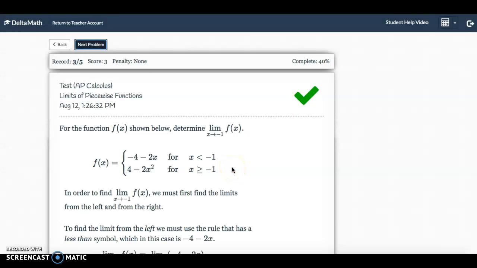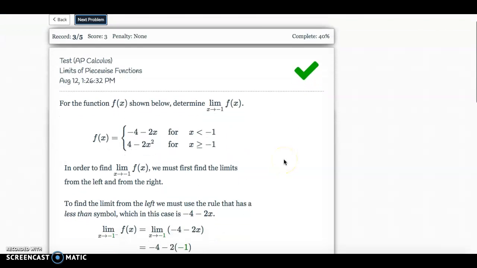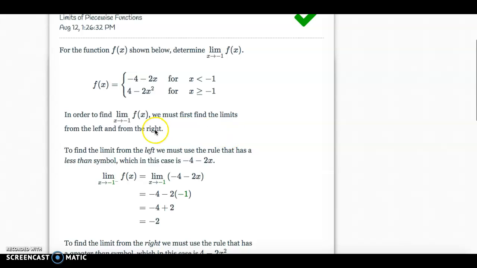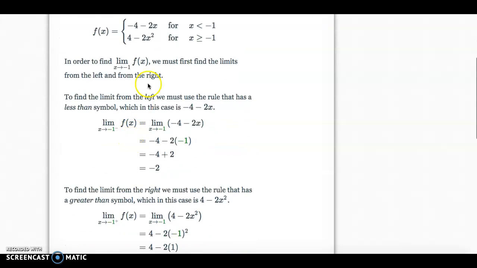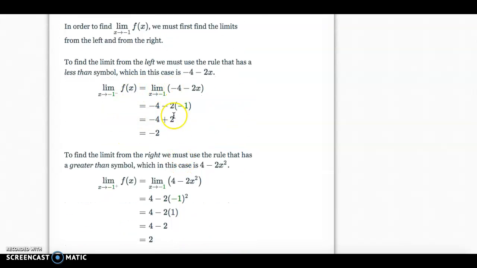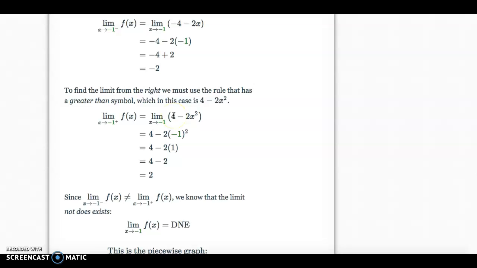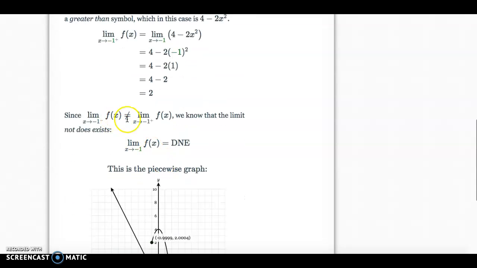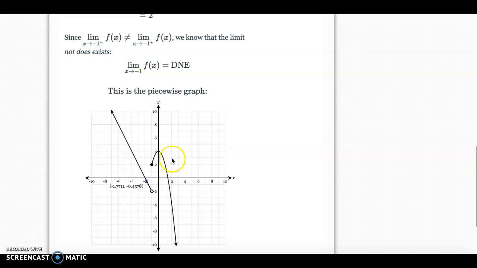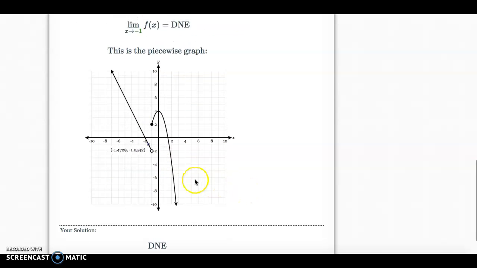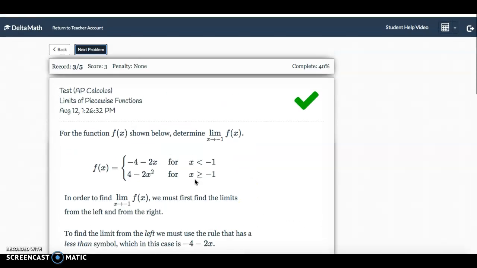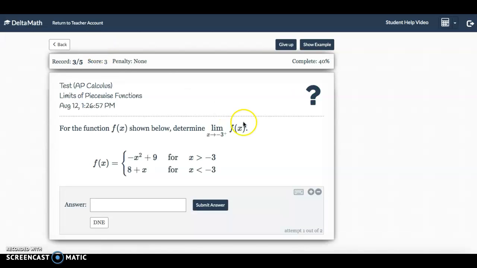Voila. If you don't like my explanation for it, regardless of whether you answer a question correctly or not, you can always go through and look at the solution they gave you as well. So they talk about the left and the right hand limits, using which piece of the equation for which limit, and then because they don't match at the end, D and E. They'll also usually provide a graph so you can kind of see visually what's going on. All right. Let's try one more of that one.